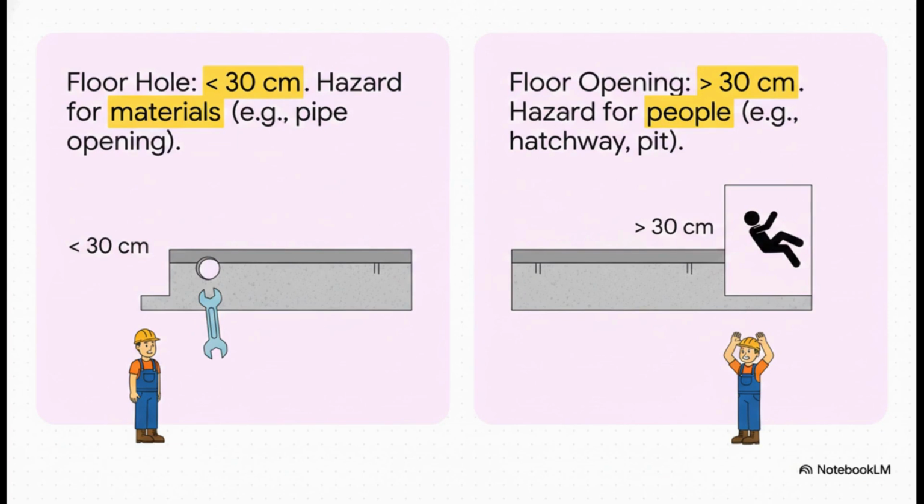But the second it hits 30 centimeters, it becomes a floor opening, and now we're worried about a person falling through. It's the difference between a small pipe sleeve and a giant cutout for a staircase. The entire safety plan hinges on that one measurement.